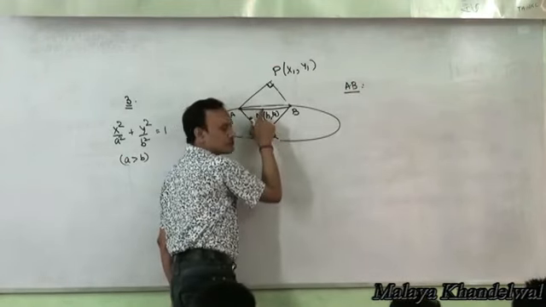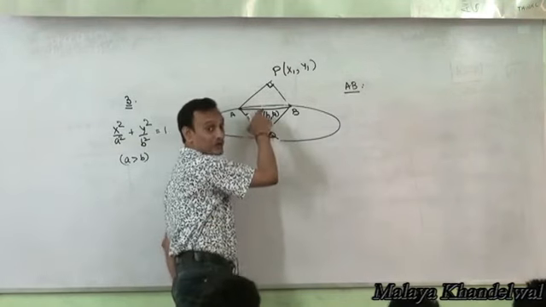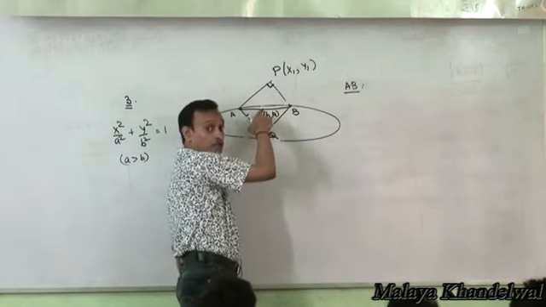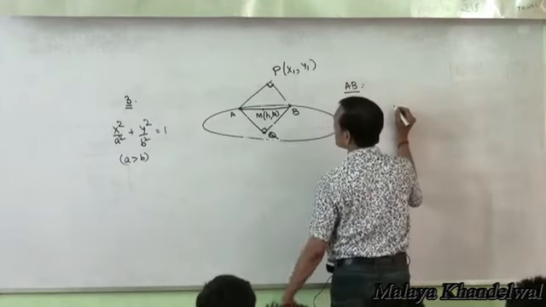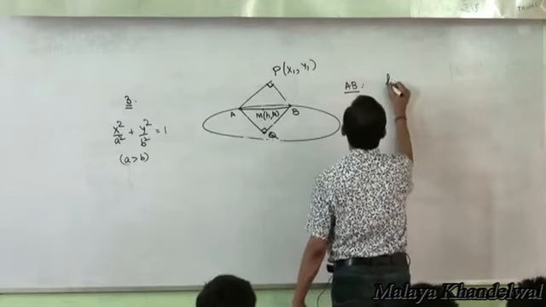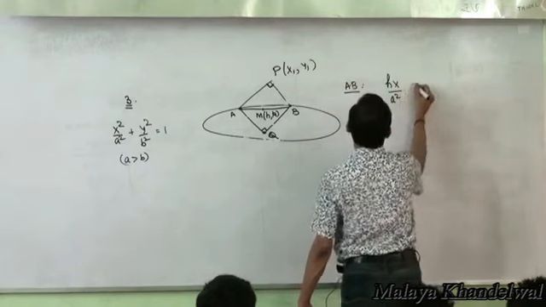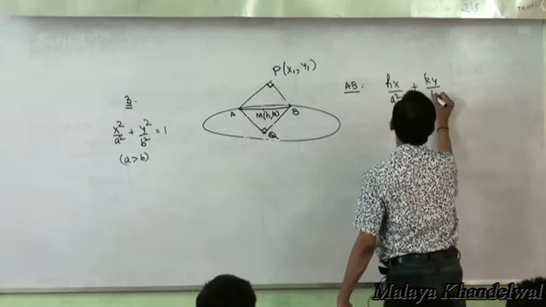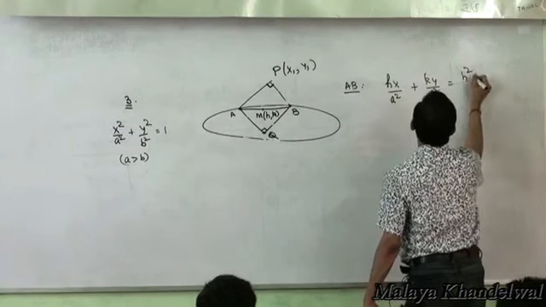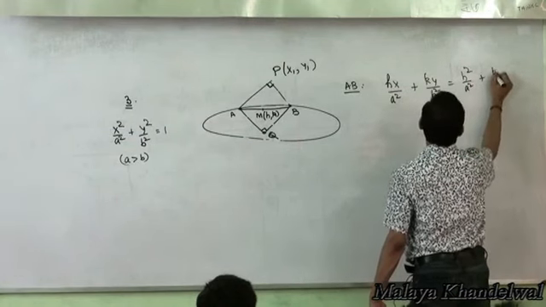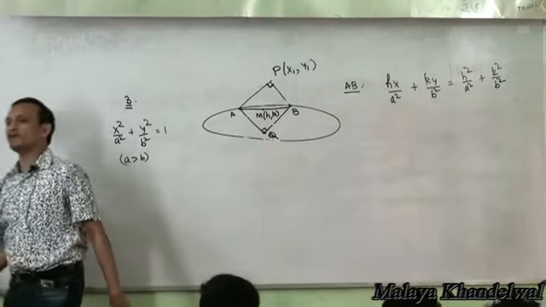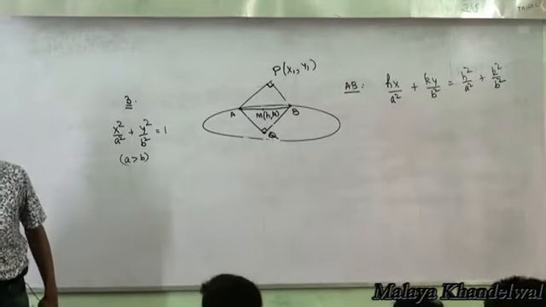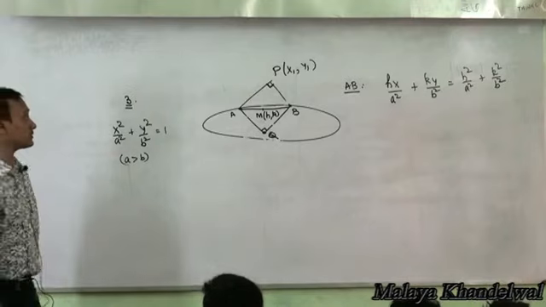The equation of a chord in terms of its midpoint is T equal to S1. So the equation of AB in terms of its midpoint M (h, k) is hx by a squared plus ky by b squared equals h squared by a squared plus k squared by b squared. That is T equal to S1, right?